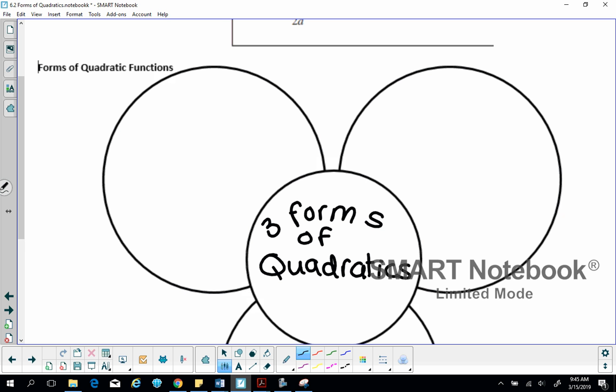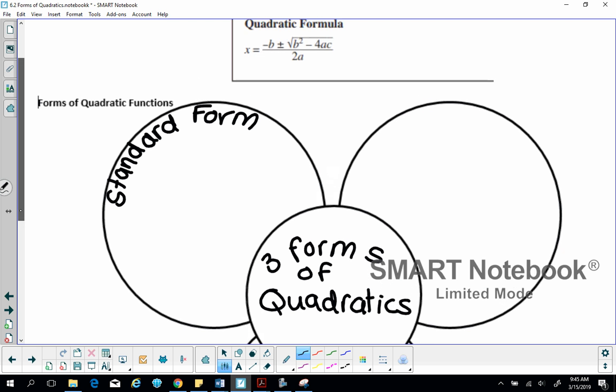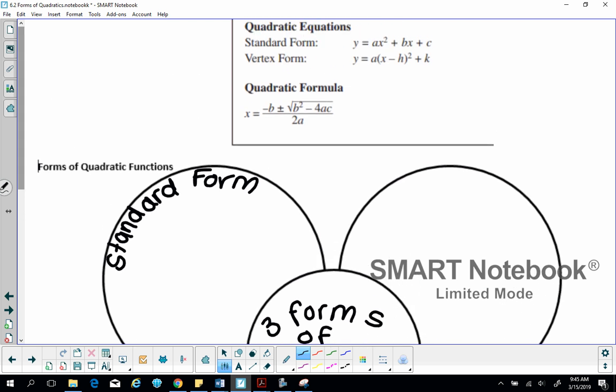So the first form is standard form. Write that right here, standard form. Standard form you're given right here. It says standard form. Did you see it? At the bottom of your formula sheet. They give you standard form. So you're just going to write that formula in there: AX squared plus BX plus C.